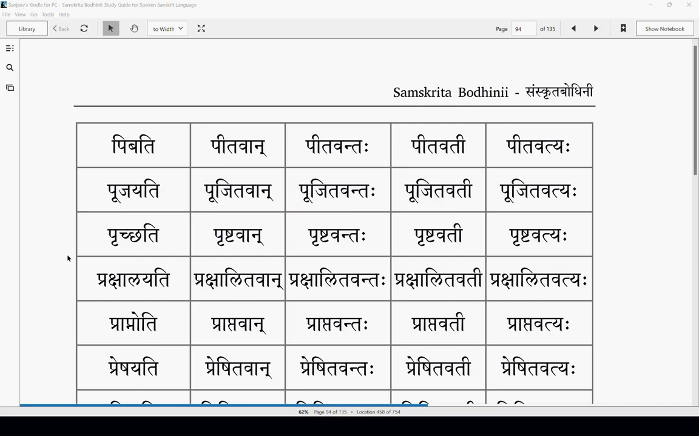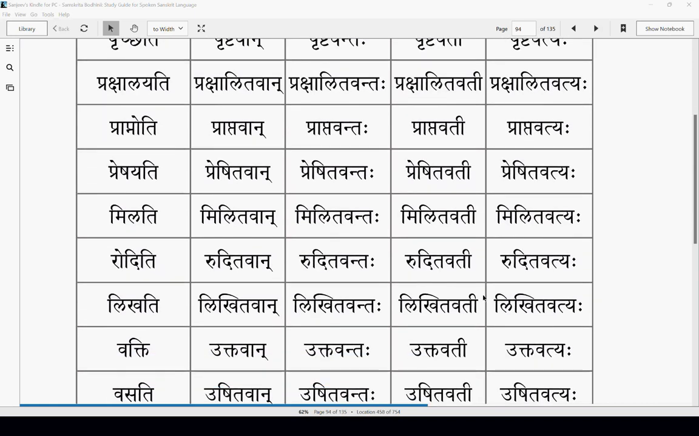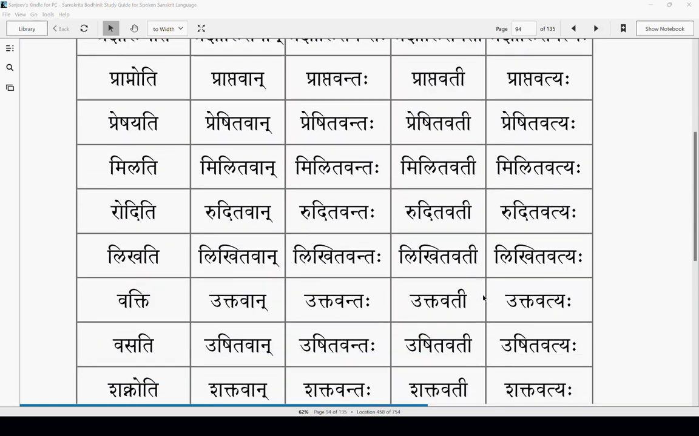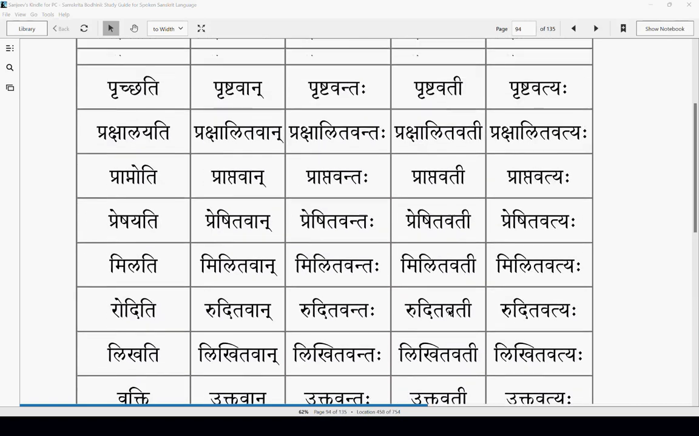However, when you hear other people saying "Sah Pitavan Pitavati," keep in mind that they are trying to say "Apibat," which is not exactly right. This is the difference I am trying to highlight in my classes, because that's how they are taught: Apibat means Pitavan.